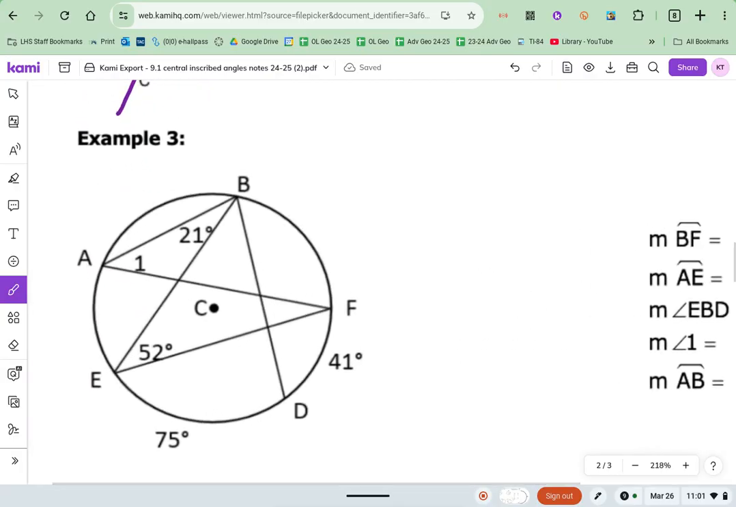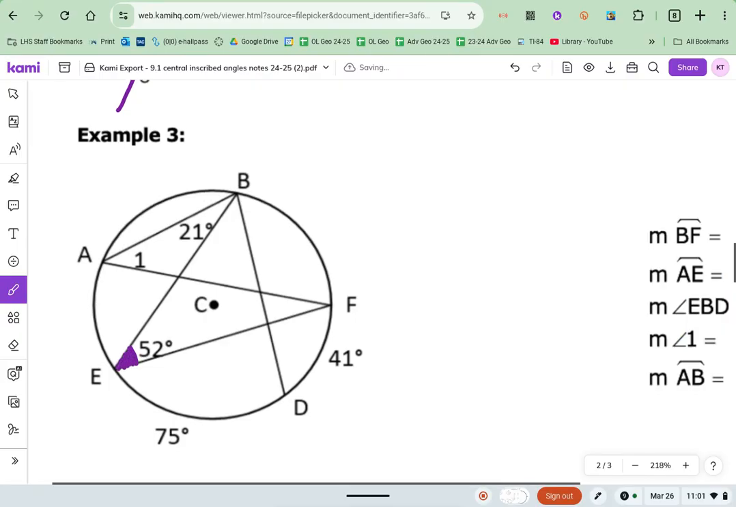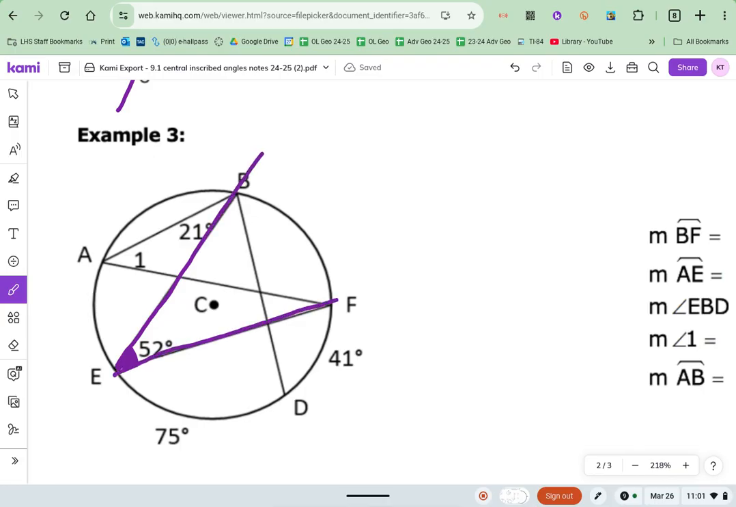First thing I notice is this 52-degree angle. Let's see if this will be useful. So I'm going to trace out the angle arms of my 52-degree angle and see what arc it intercepts. So that 52-degree angle catches arc BF in between its angle arms. And so since the 52 degrees was inscribed, because its vertex is on the edge of the circle, the arc is double the angle. So that means that the arc is 104.